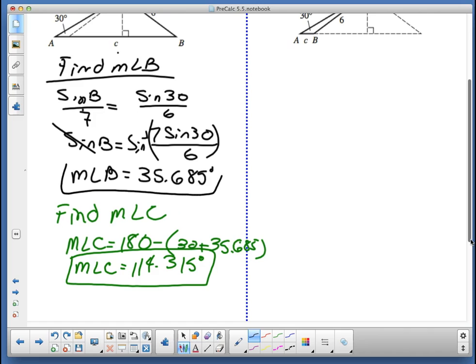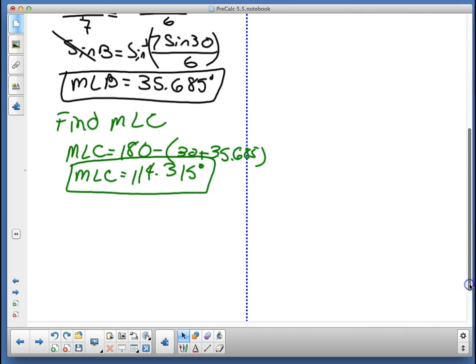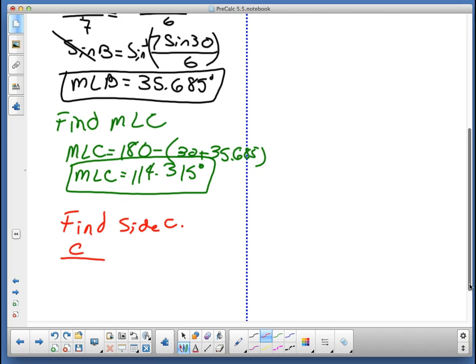So I got C, and I've got B. Now, are there any questions about those two values? Feeling comfortable with them? Okay, now my last one was finding side C, as I go through this. So finding side C, remember the reciprocal of the law of sines. It's equal to a over sine of A.